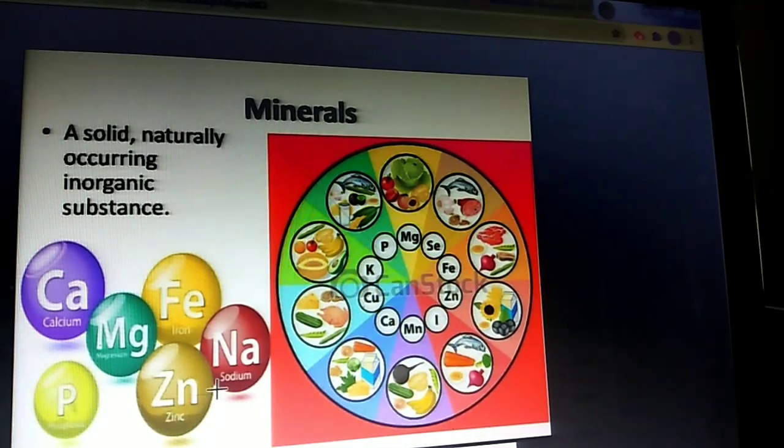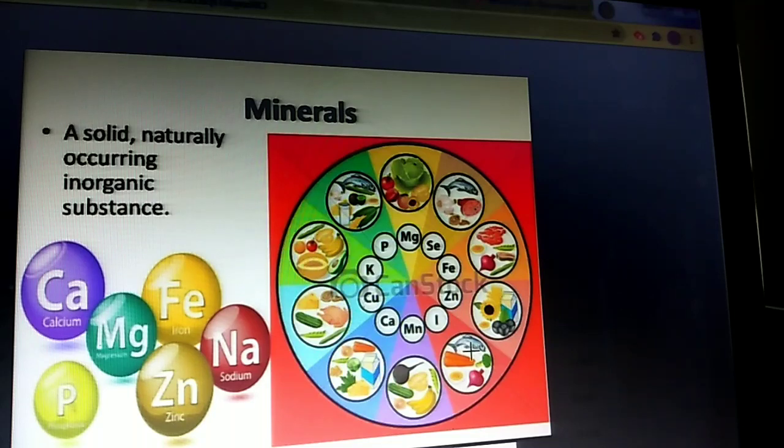So for example, I have given here sodium, potassium, calcium, magnesium, zinc, iron with the symbols: calcium Ca, magnesium Mg, zinc Zn, iron Fe, phosphorus P, potassium K, copper Cu. Like this I have given the examples.